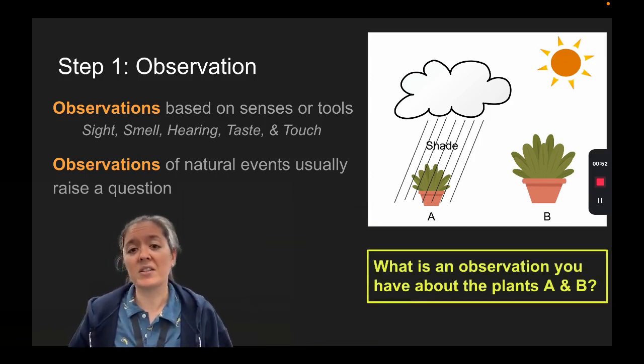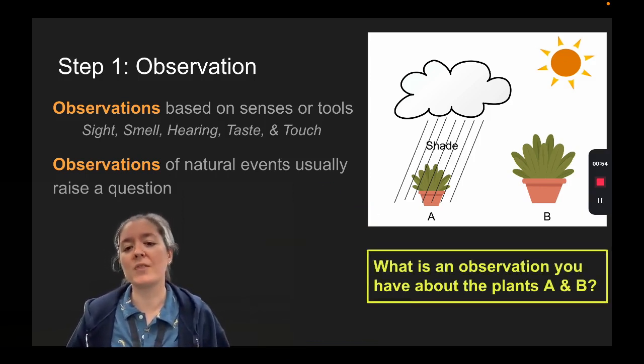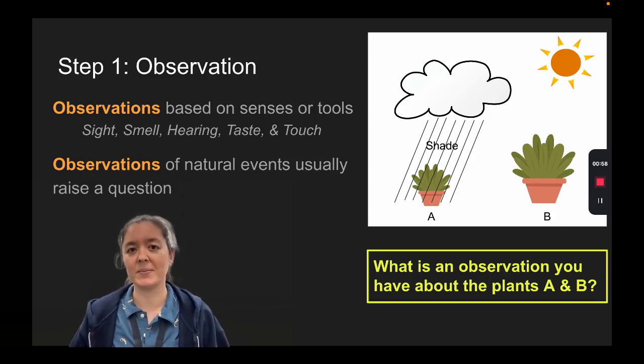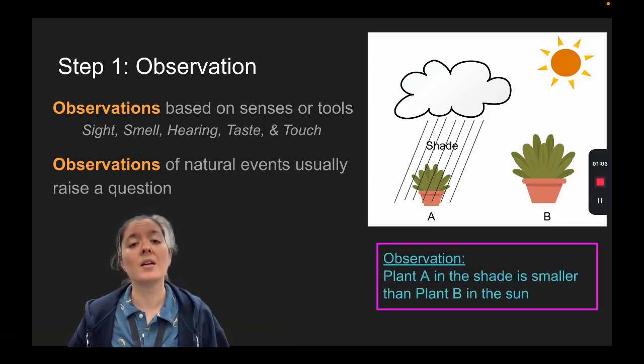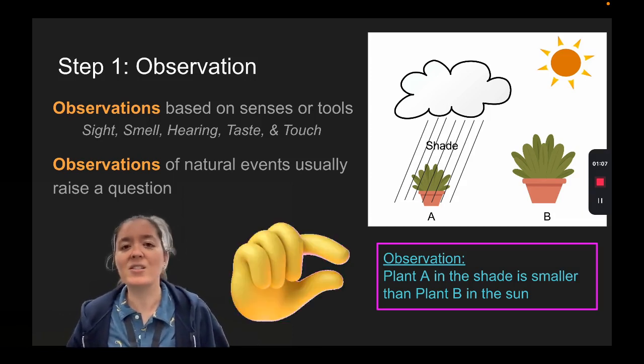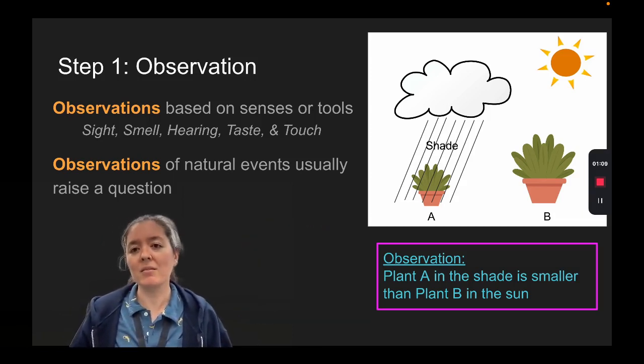So, looking at our example here of 2 plants, what's an observation you have about these plants A and B? I'll give you a moment. Some of the observations I made were that plant A is in the shade and is smaller than plant B, which is in the sun.